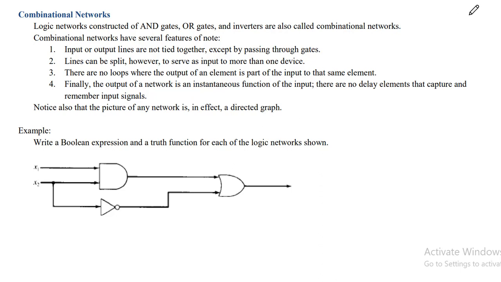Combinational network. So what is that? Logic networks constructed of AND gates, OR gates, and inverters are also called combinational networks. Combinational networks have several features of note.